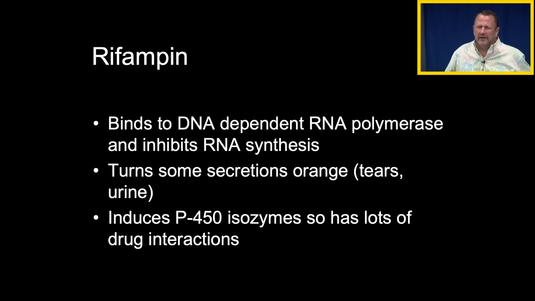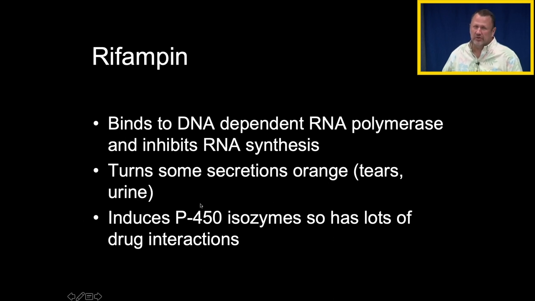Rifampin, and there are a few other anti-tubercular agents related to rifampin, cause this problem right here. They can turn secretions orange, tears and urine. So this will be something that you'll want to tell people if they're on rifampin, is that it can cause their secretions, such as urine, to turn orange.